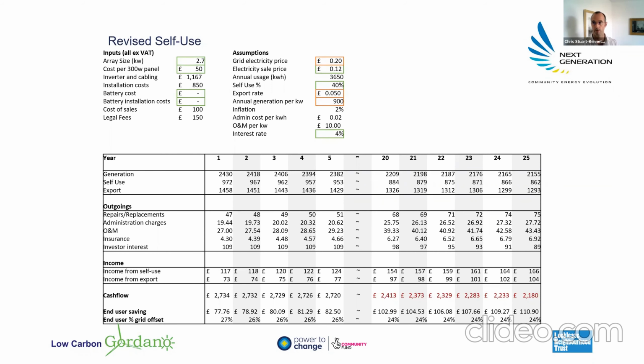So, tweaking some of the variables, you'll see in the previous slide, I'd assumed 25% self-use. However, with the advent of a lot of working from home, more people are likely to be at home during the day, so they can maximize their solar generated electricity. So I've upped the self-use to 40%, as you'll see highlighted there. This does improve the numbers.